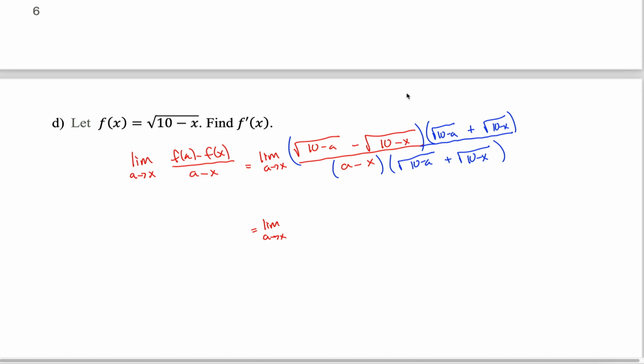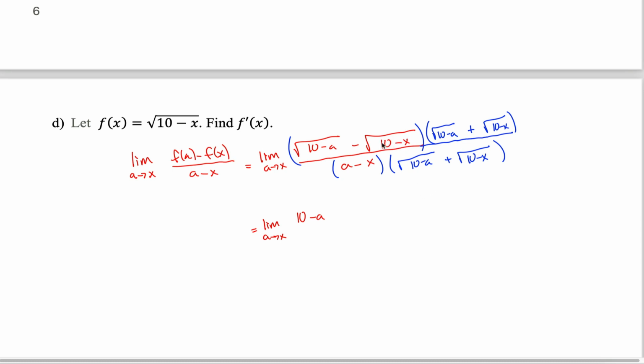Expand things out. Think FOIL. Square root of 10 minus a times square root of 10 minus a is just 10 minus a. The square root of 10 minus a times the square root of 10 minus x, I don't know what that is. It's a huge mess. Don't worry about it. It's the same as the square root of 10 minus x times the square root of 10 minus a, except that latter one is negative while that former one is positive. Get the exact same thing. One's negative, one's positive. Stuff all cancels out.